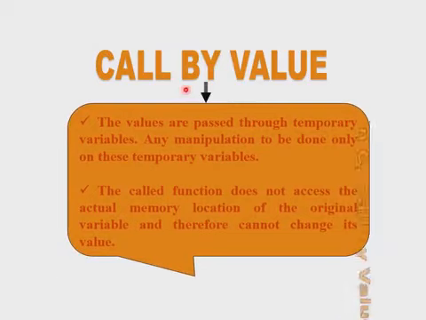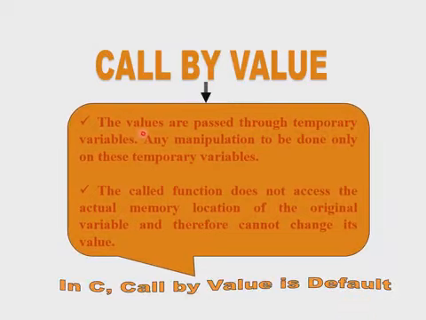So what is the call by value method? The values are passed through temporary variables. Any manipulation is done only on those temporary variables. That is known as the call by value method. So the called function does not access the actual memory locations of the original variables, and therefore it cannot change their values. So therefore in C language the call by value method is the default.